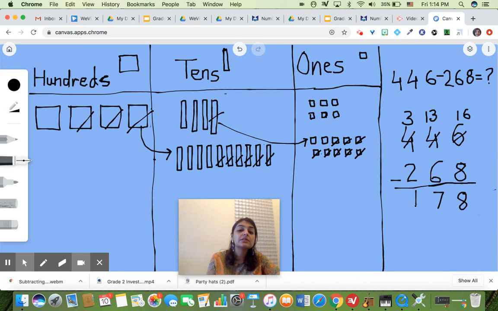So students, this is one of the ways of subtracting any three-digit numbers using pen and paper. So I hope this is also an easier way for you to subtract.